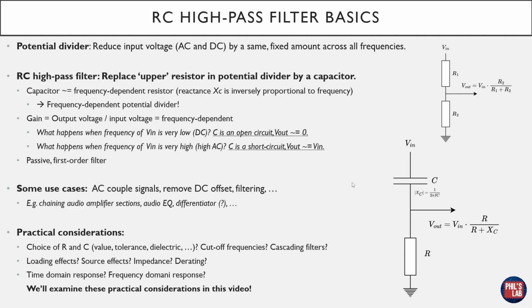Without any math analysis, we can ask ourselves two questions. What happens when the frequency of Vin is very low? So let's say a sine wave at the input. What do we get at the output? At DC, basically, C is an open circuit, and therefore we have Vout is pretty much zero.